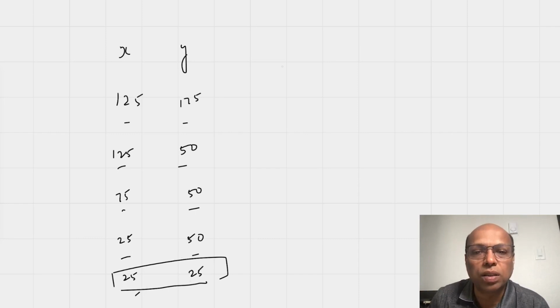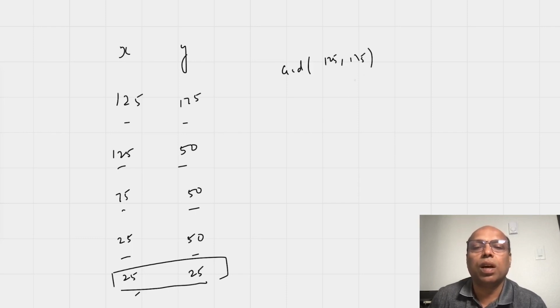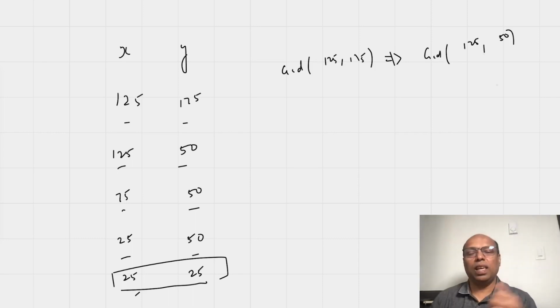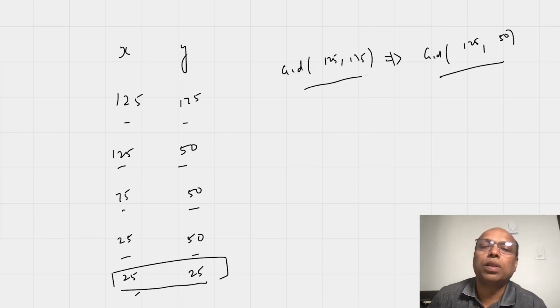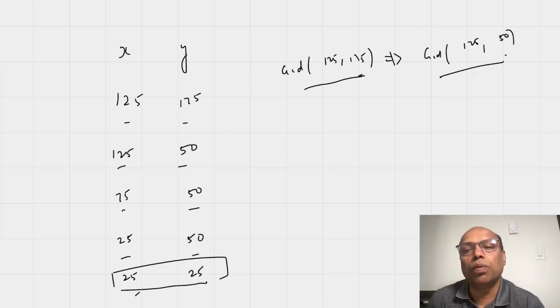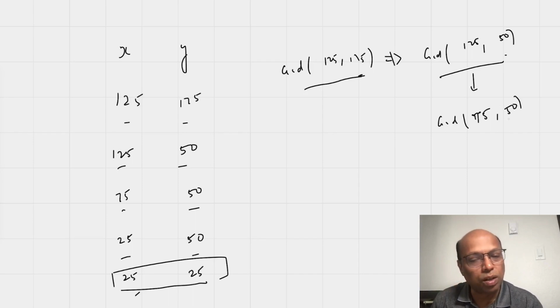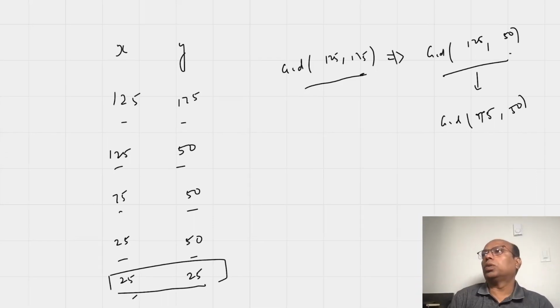If I call the function GCD of 125 and 175, it is the same as GCD of 125 and 50. See, we are writing a solution to a problem using the problem itself, but not with the same input but with a different input. GCD of 125 and 50 is the same as GCD of 75 and 50. Correct? But when both are equal, you need to return a direct value. So let's write the code.